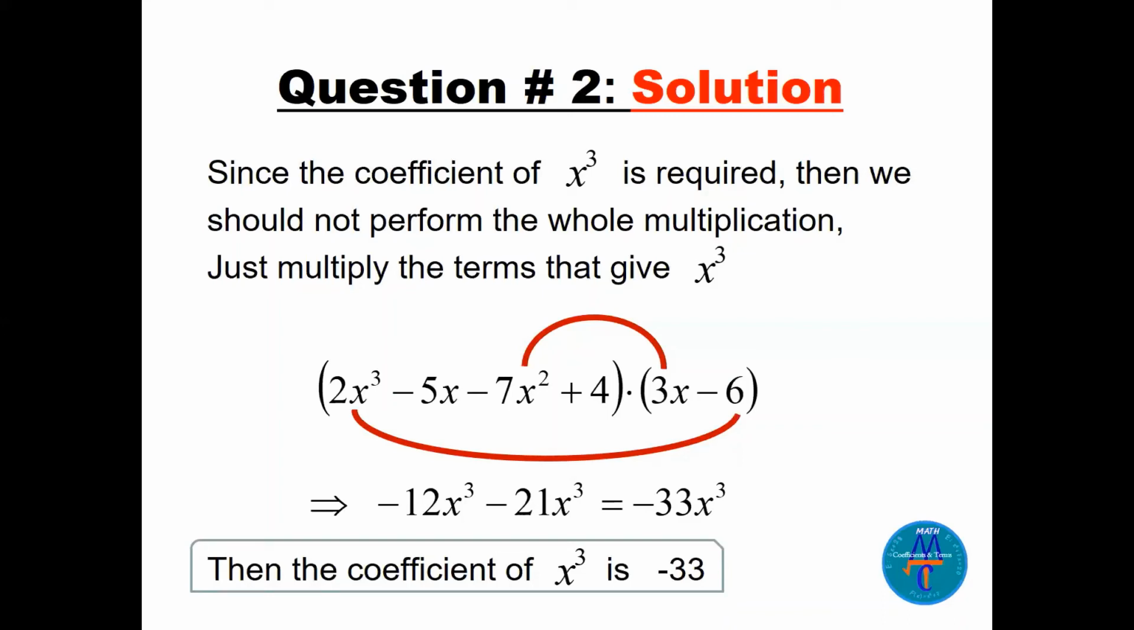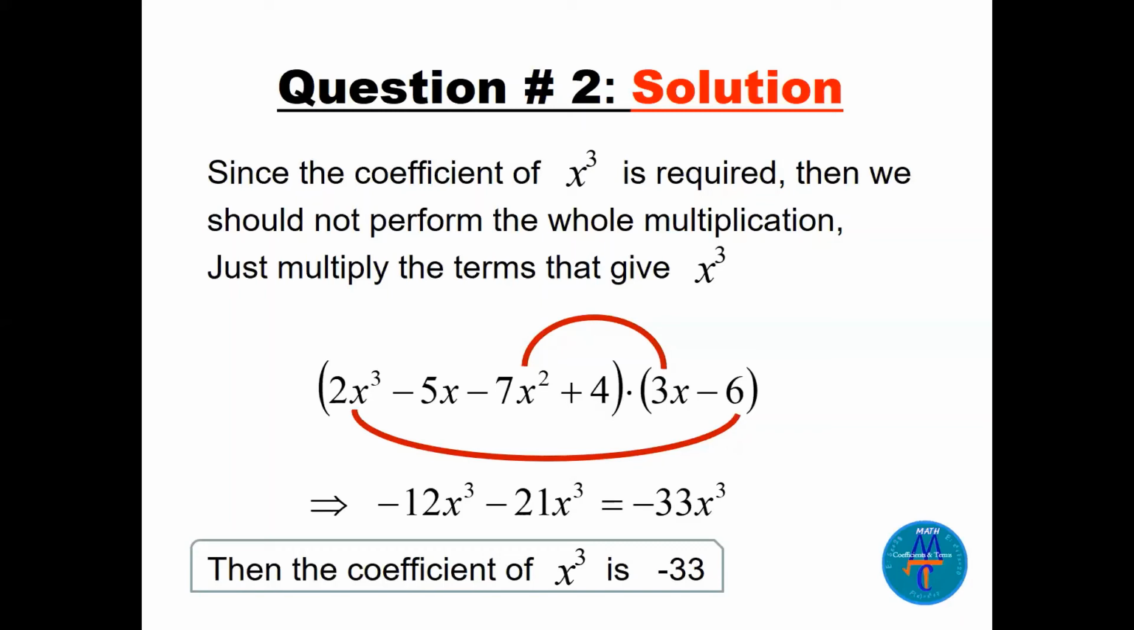We don't need it. Look at the second one, minus 7x squared with 3x. I need that, so minus 21x cubed. So I only need these two terms. You have to be smart and fast, correct also. So minus 12x cubed, minus 21x cubed. When you add them, you get minus 33x cubed. So you can answer the question directly: find the coefficient of x cubed.